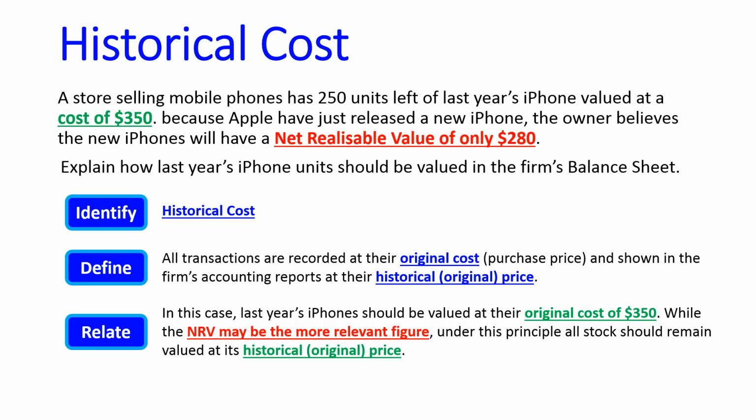And look, this is where there's a conflict between some theories, because relevance says, well, that $350 has got nothing to do with the future. Really, it's gone, and the only figure that's appropriate is the figure that we can sell it for. That's not what historical cost says. Historical cost says that whilst the net realizable value may be the more relevant figure, under the historical cost principle, all stock should remain valued at its historical or original price.